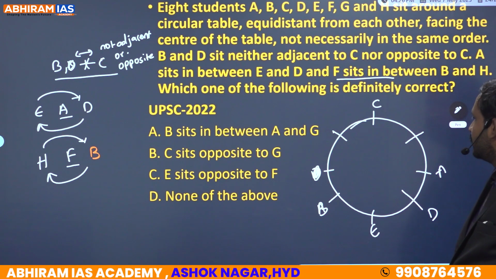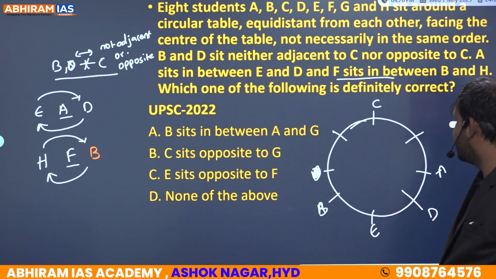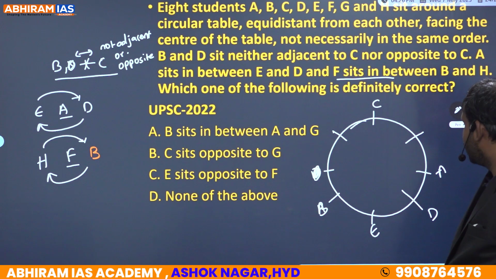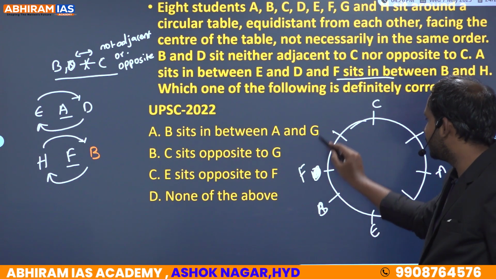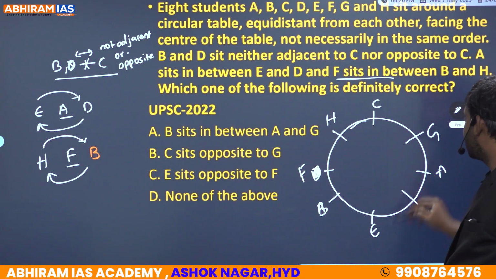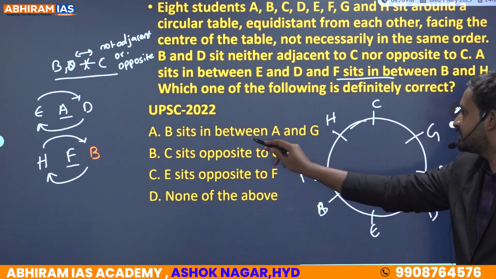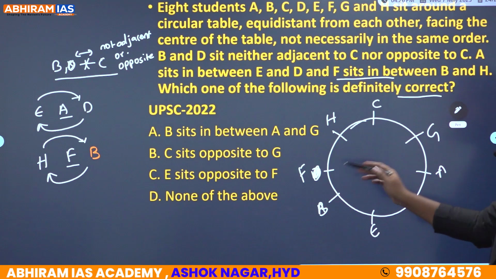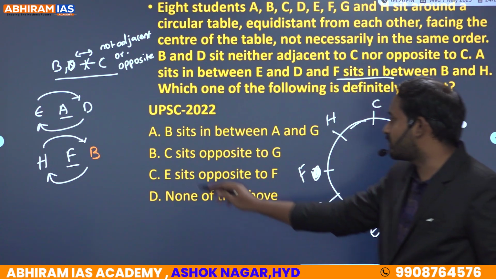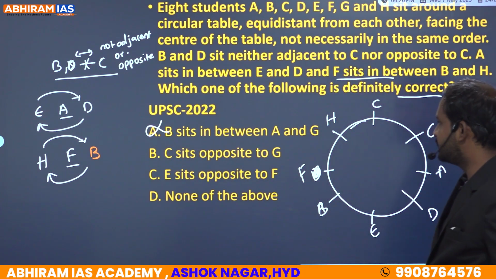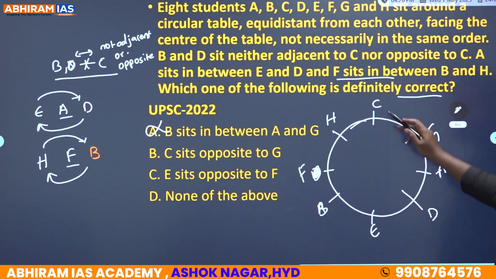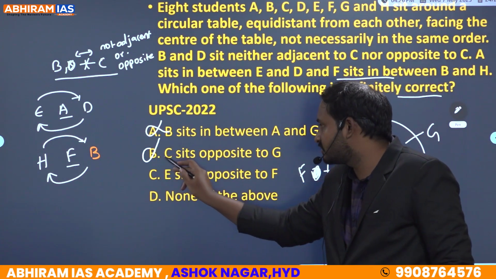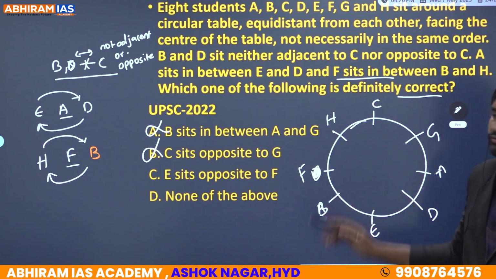Now see here, B is sitting between A and G? No. So here I can write F, I can write H, and here I can write G. Is B sitting between A and G? No, there is a possibility that B sits separately, so this is wrong. C sits opposite to G. Is C sitting opposite to G in this case? No, E is sitting opposite to G. So this one is also gone. With one arrangement, 2 options were deleted.